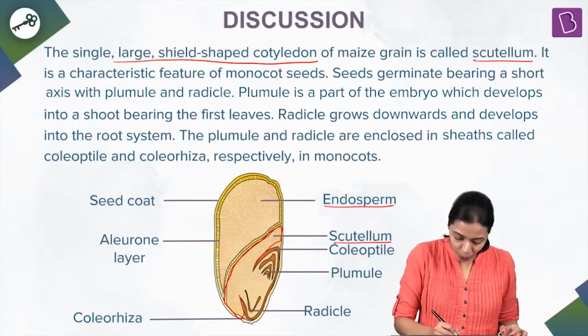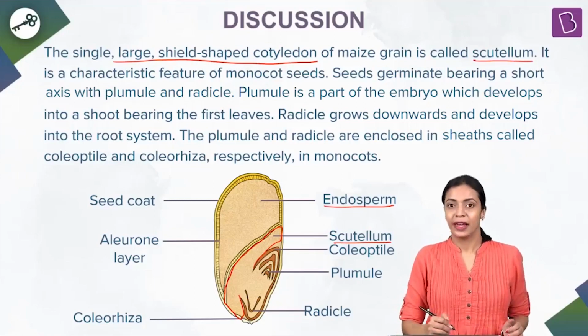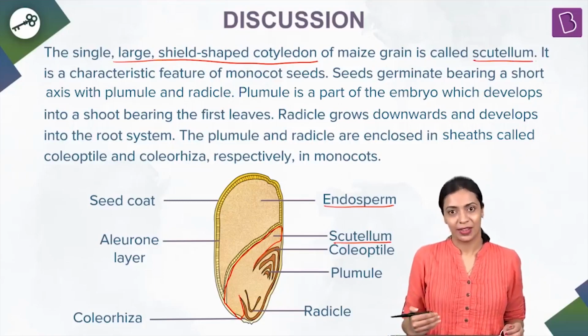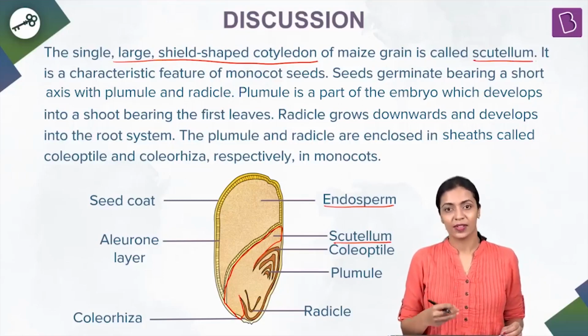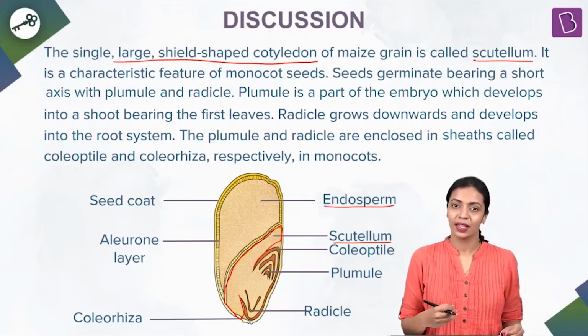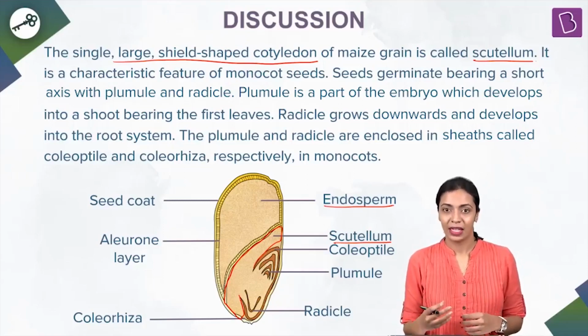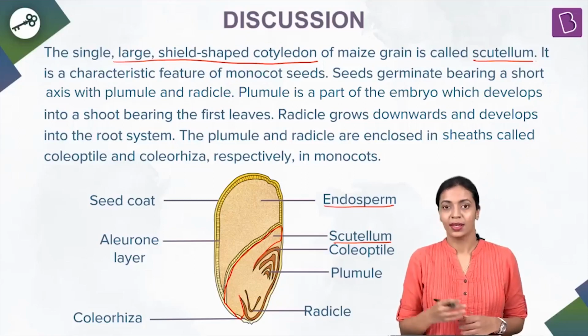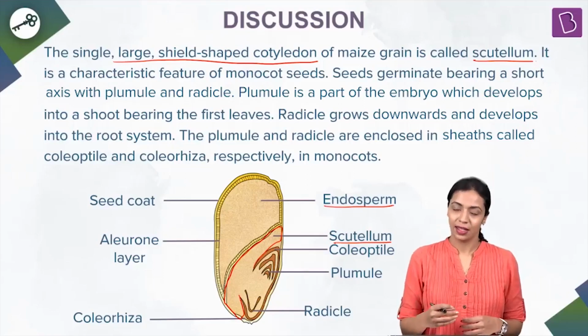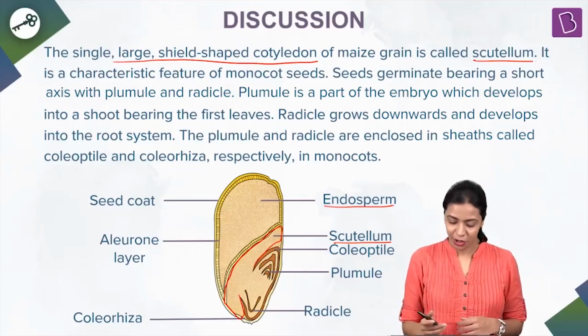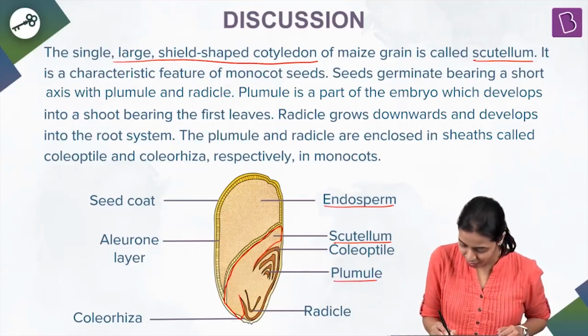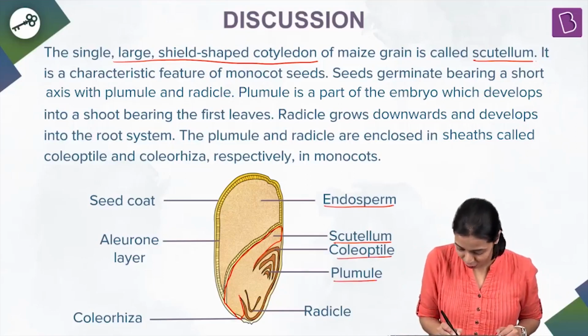Now in the embryo part of the seed, you can find two regions, the plumule and the radicle. The plumule gives rise to the shoot system of the plant after the seed germinates, while the radicle gives rise to the root system of the plant. There are sheath-like coverings that protect the radicle and plumule. The sheath that protects the radicle is known as the coleorhiza, while the sheath that protects the plumule is known as the coleoptile. Here you can see all of those marked.